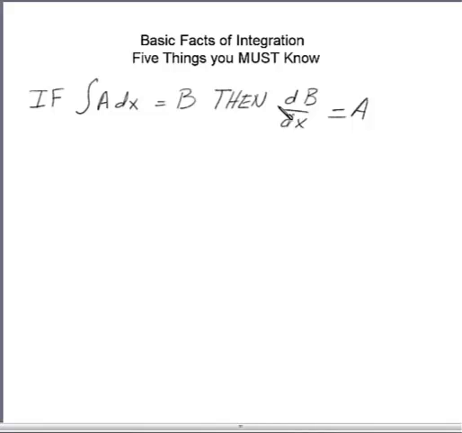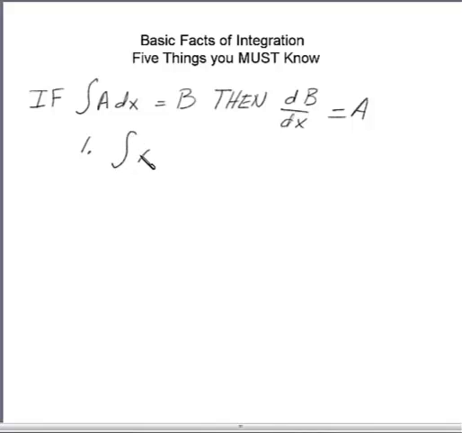So conceptually that's not hard, but in particular cases it may be very hard to find the indefinite integral or the antiderivative of some expression. So the 5 things you must know are little shortcuts and observations that will help us find antiderivatives. So let's start out just with the first. And you've seen this illustrated in the previous lesson.